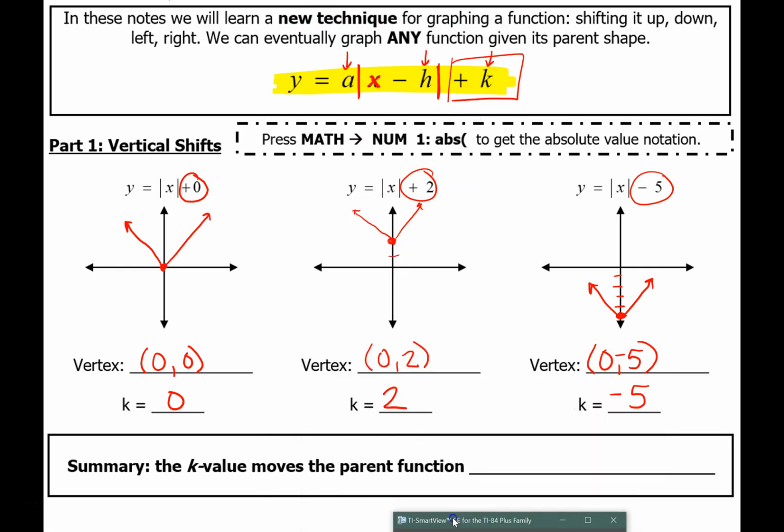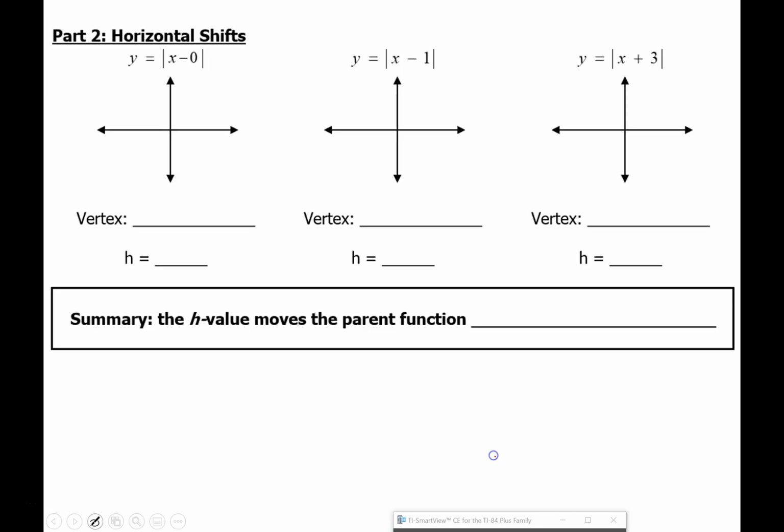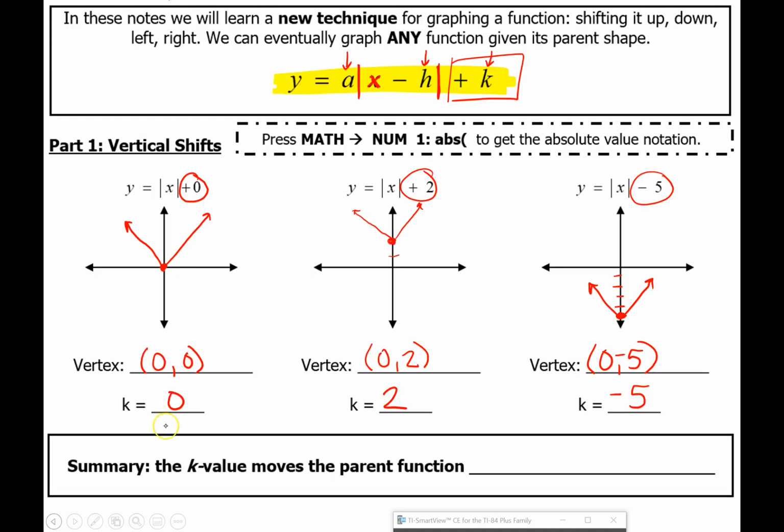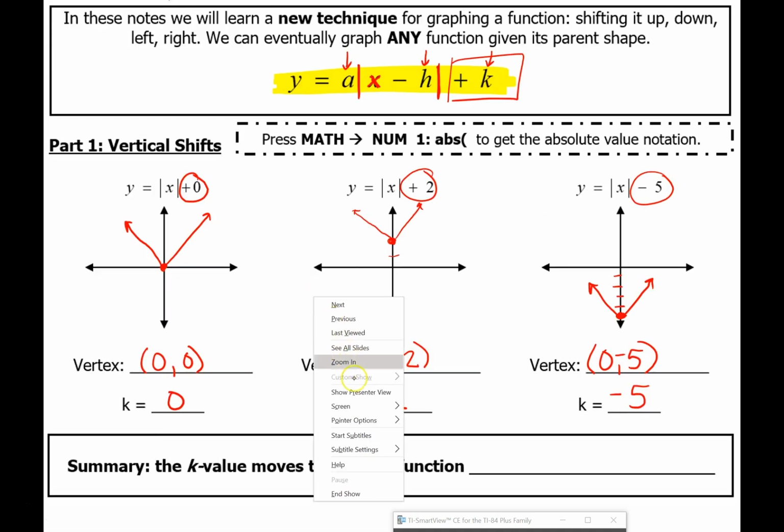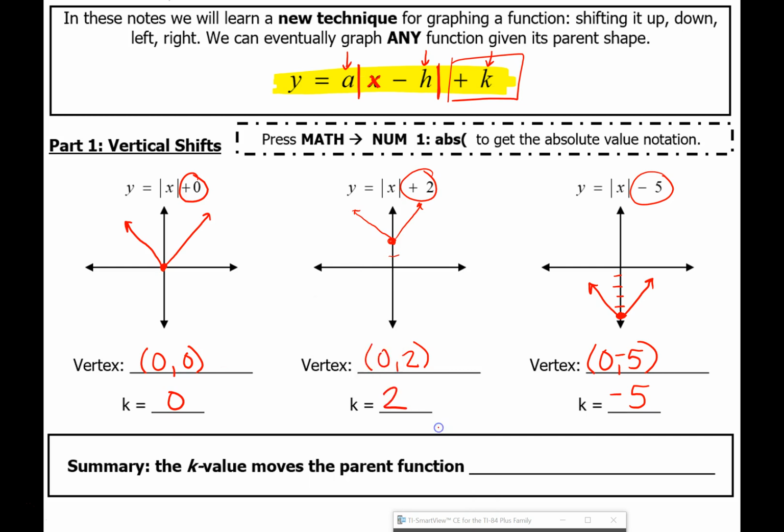So let's summarize. The k value moves the parent function up or down. Because in the one where the k value was positive 2, it moved it up 2, and the one where the k value was negative 5, it moved it down 5.